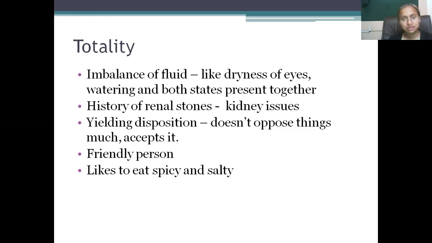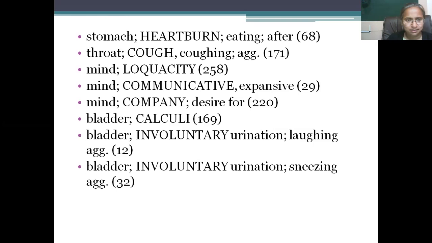And then she has renal stone 3-4 times. I felt she was very yielding. She just accepted what the husband said, doesn't oppose, though she didn't like it. She's a more acceptive kind of person, and very friendly, likes to eat spicy and salty. That is our totality. So let's go to the repertory part.